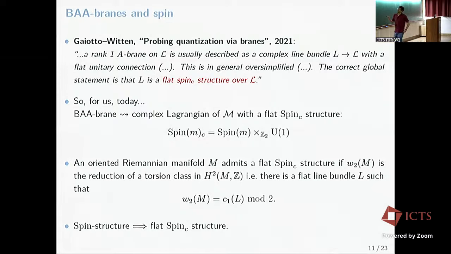Now, what's important here and what we're actually going to use is that if you have a spin structure, then you automatically have a spin^C structure. Having a spin structure, the obstruction is that w_2 is 0, right? And then you just take L to be the trivial line bundle, okay? So the important point is that if your manifold admits a spin structure, then it admits a flat spin^C structure, and that will be our case.